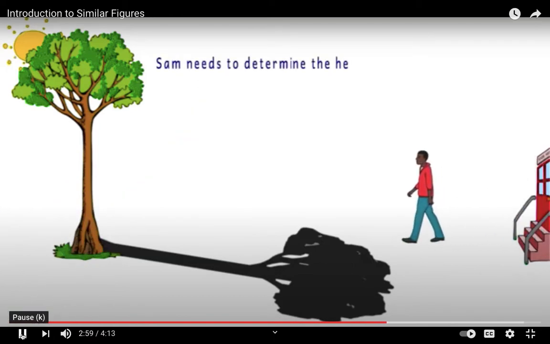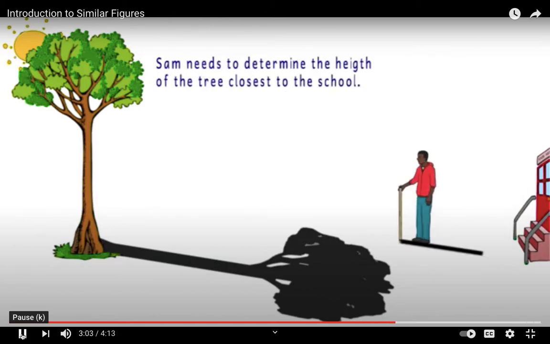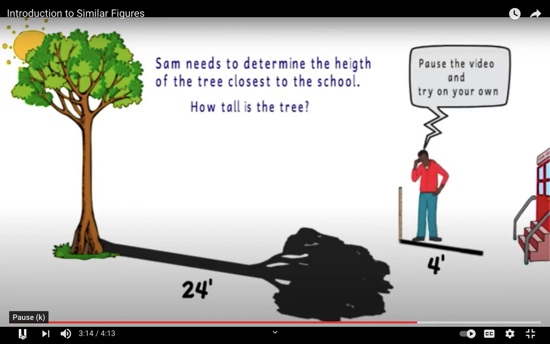Sam needs to determine the height of the tree closest to the school. When he stood his yardstick perpendicular to the ground, he found that the shadow was 4 feet long. Then he measured the length of the tree's shadow, and it was 24 feet long. How tall is the tree? Pause the video while you try and figure out the height on your own. Then unpause the video and check your answer.